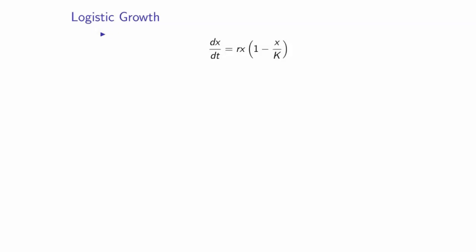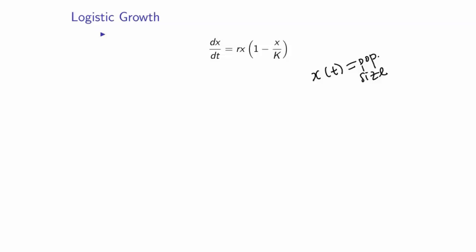This model is called the logistic equation. Here we're assuming that x of t is a state variable denoting population size. It could be population size or it could be density, right? But x is a function of t and it denotes some type of volume, density, or population size.